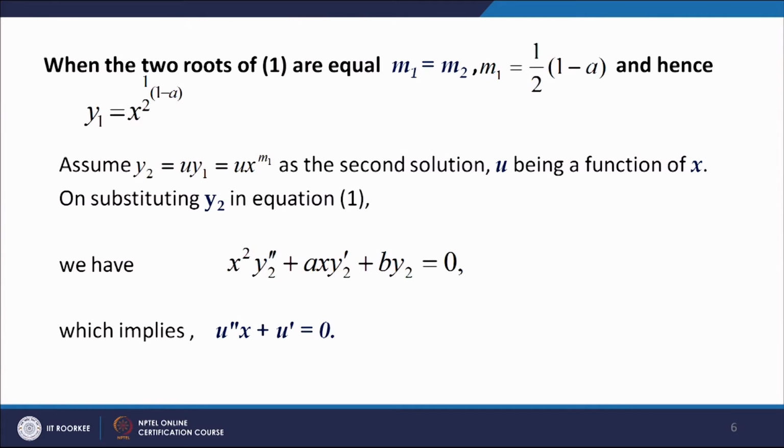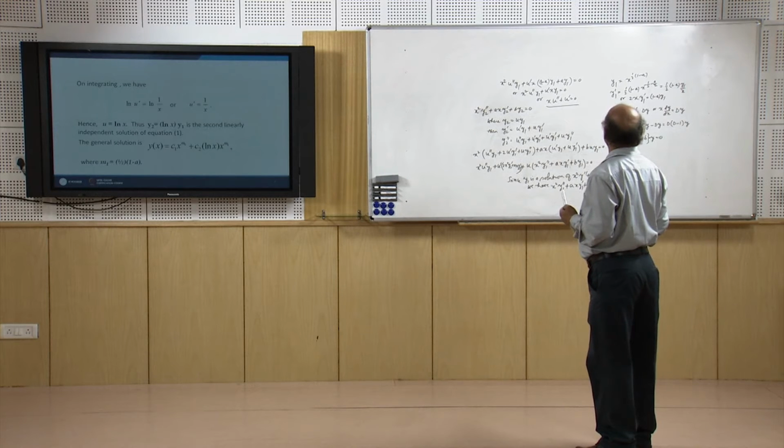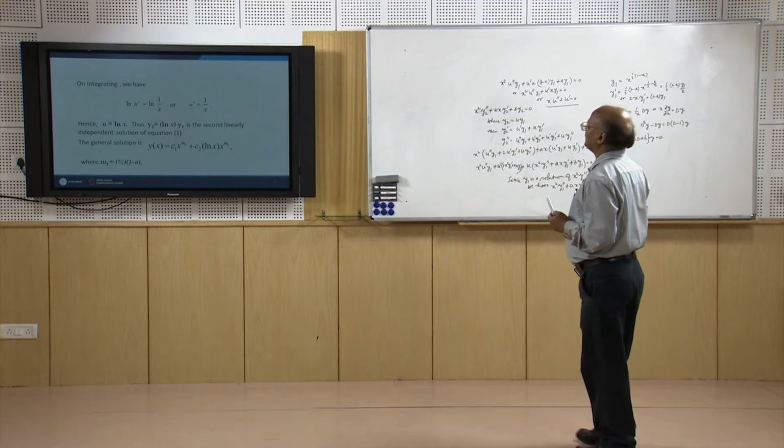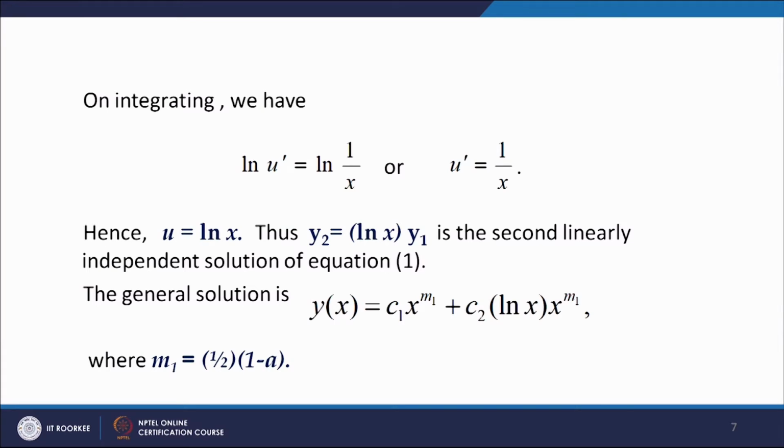Now, we can easily solve this. When you integrate, you can write u double dash by u dash equal to minus 1 over x. So, integrating we get ln u dash equal to ln 1 over x, which will give you u dash equal to 1 by x. So, we get u equal to ln x, and thus y2 equal to u y1 will be equal to ln x into y1. Now, y2 over y1 is equal to ln x.